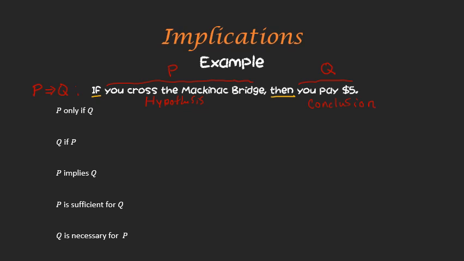Necessary is a little bit different. Notice we've flip-flopped the P and the Q here, that Q is a necessary condition for P. So you paying $5 is necessary in order to cross the Mackinac Bridge. So Q is necessary for P. So all these different ways of saying it are the same. They're all stating the same implication, P implies Q. Cross the Mackinac Bridge, then you pay $5.